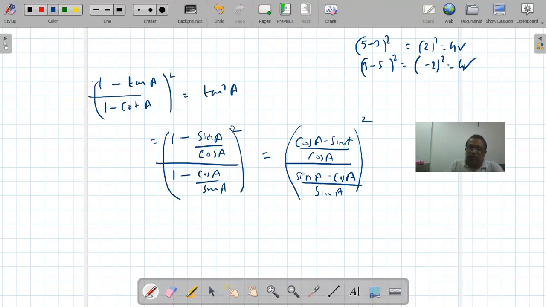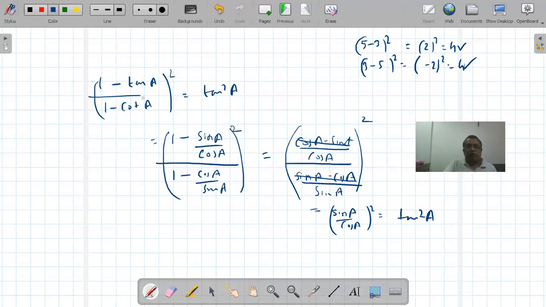So I can cancel these terms because there is a square. And now what happens? The lowermost term comes right on top. So you are going to get (sine A by cos A) whole square, which is equal to tan square A. So we get the term which is required.